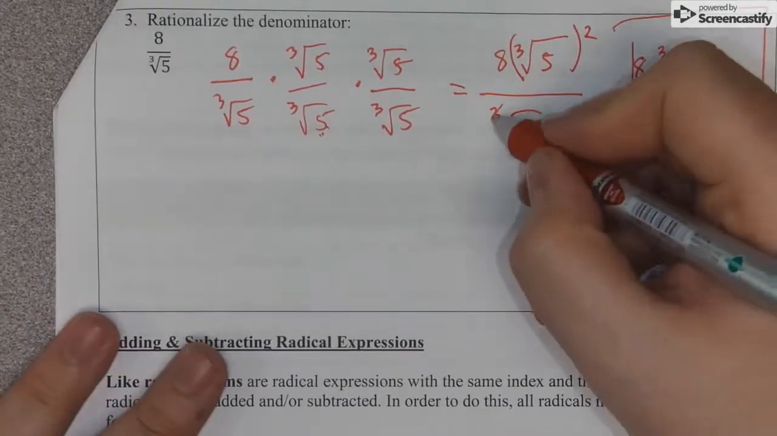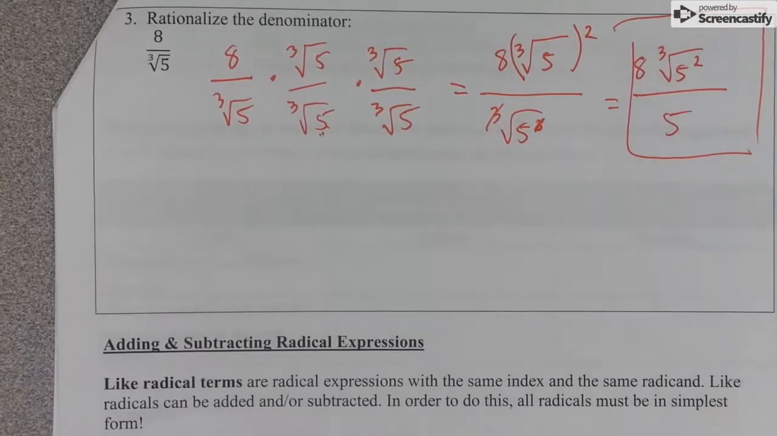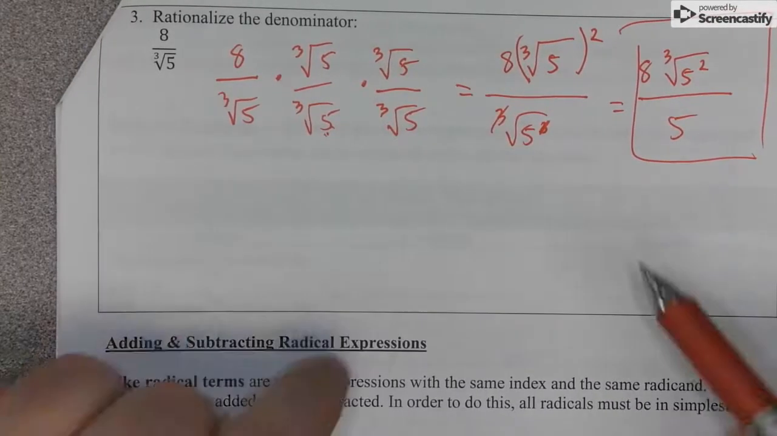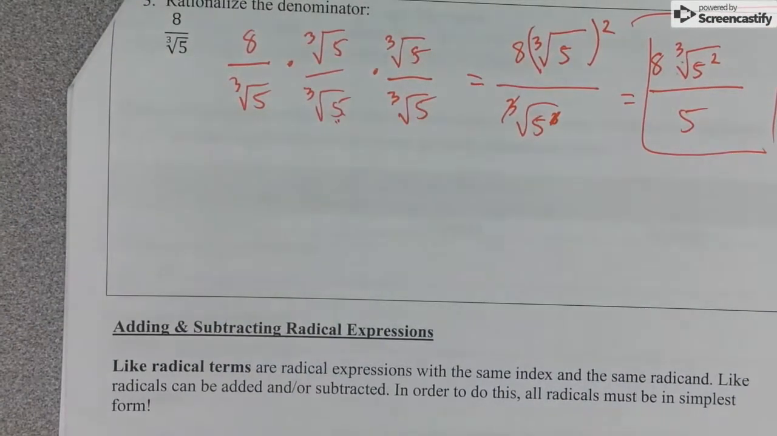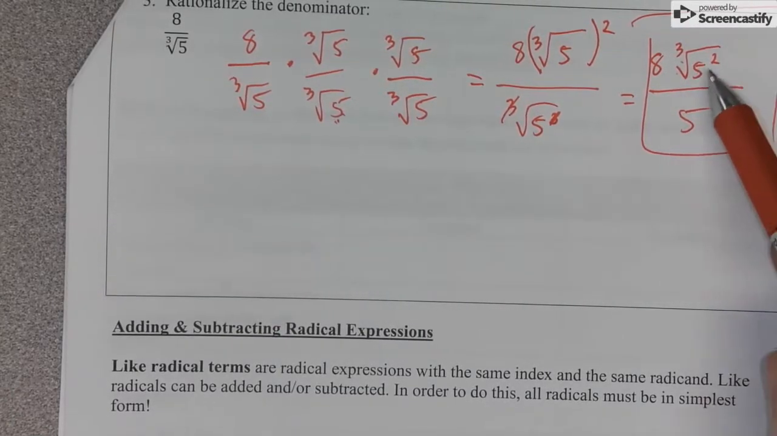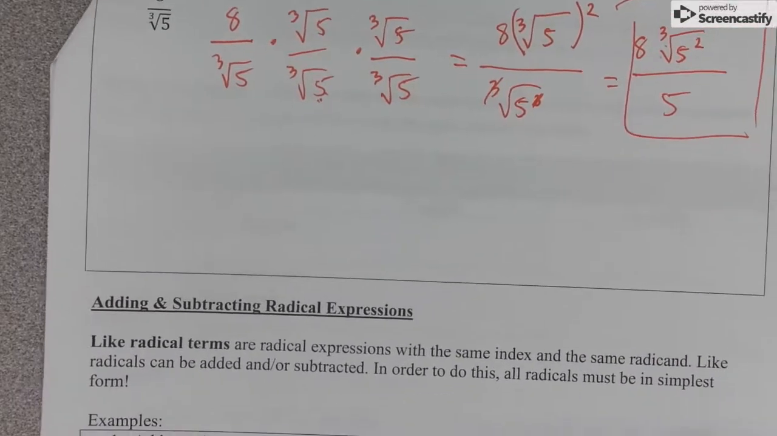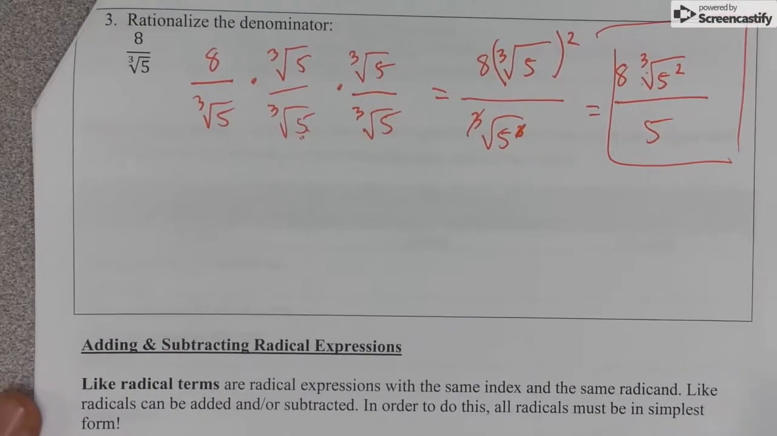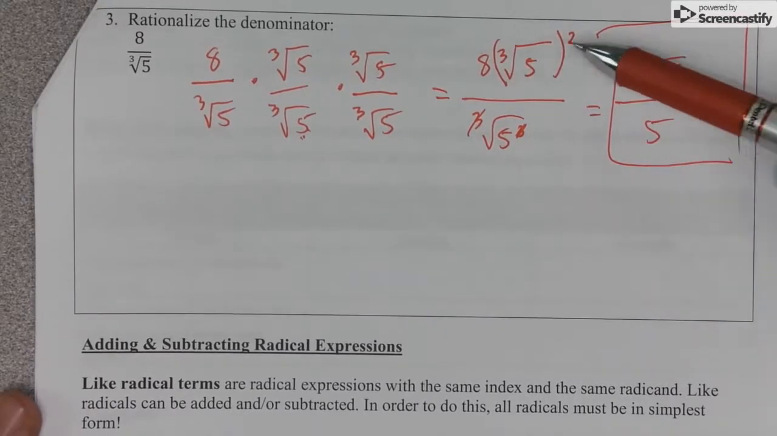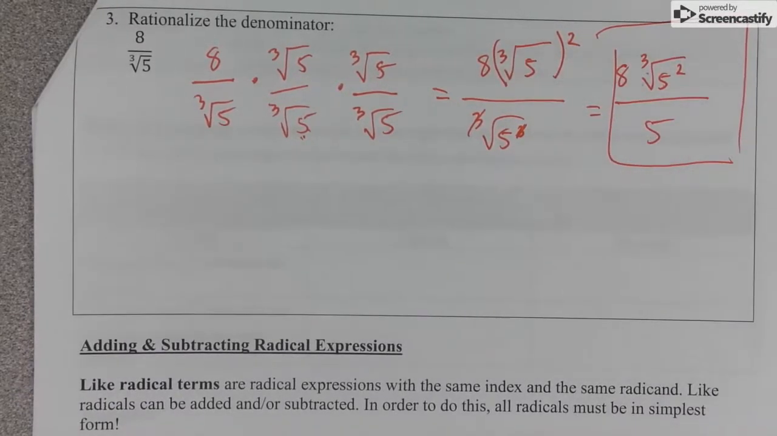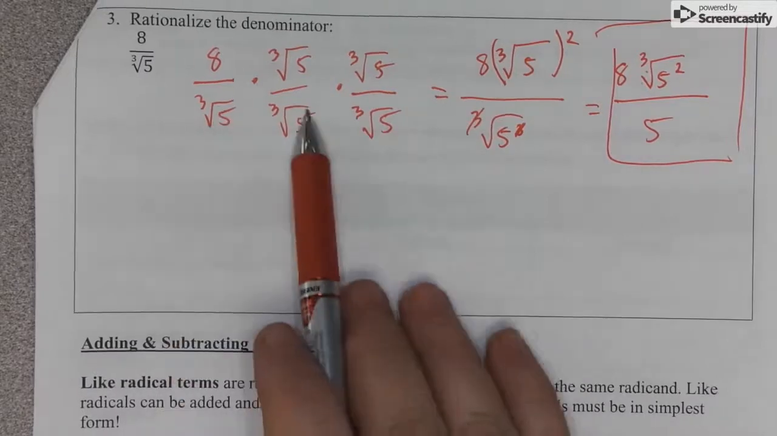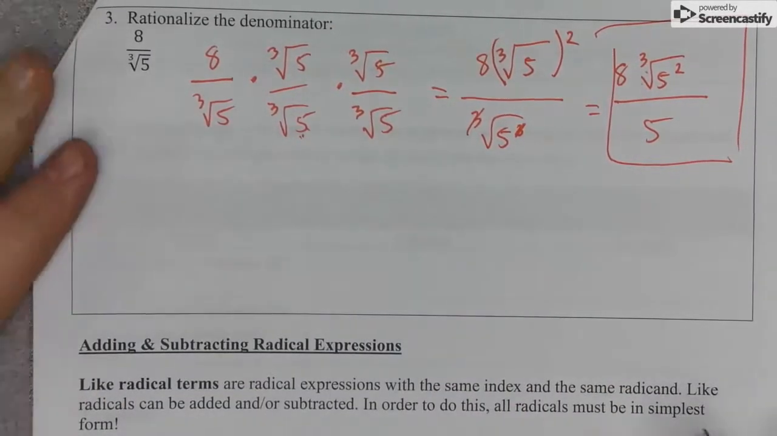You just want to make sure, since these 3s canceled, you get rid of your cube root there. So either numerator is acceptable. You could do 8 cube root of 5 whole squared, or you could do 8 cube root of 5 to the power of 2. Okay, so that's two different ways you could do number 3 there. But notice I had to have 3 5s because I had an index of 3.